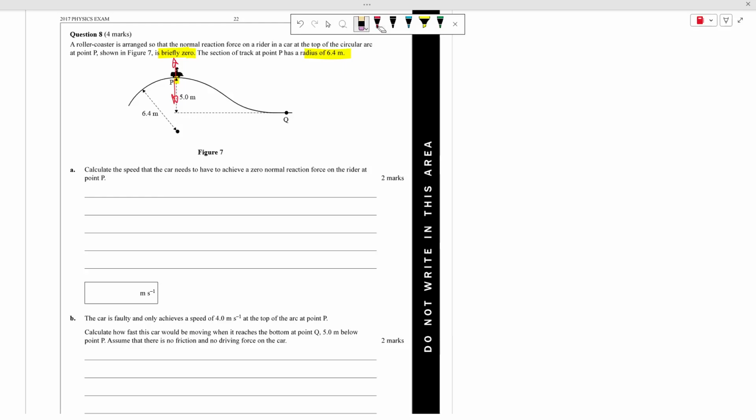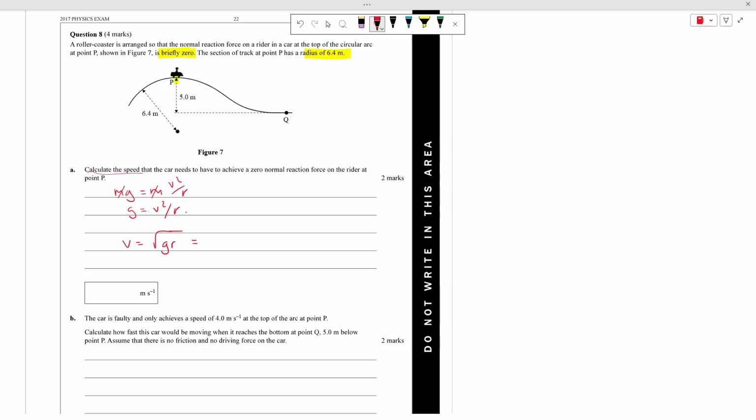But if the normal force is 0, that's missing, all right? And you simply have gravity causing you to go in a circular path. And so your formula would be mg equals mv squared on r, and so the m's cancel out, and you get g equals v squared on r, all right? And so we're solving for v. So v, calculate the speed. So v equals square root of gr.